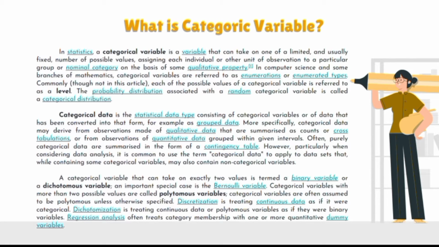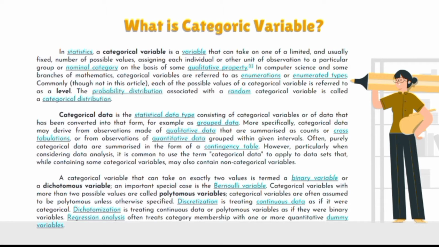A categorical variable that can take on exactly two values is termed a binary variable or a dichotomous variable. An important special case is the Bernoulli variable. Categorical variables with more than two possible values are called polytomous variables. Categorical variables are often assumed to be polytomous unless otherwise specified.